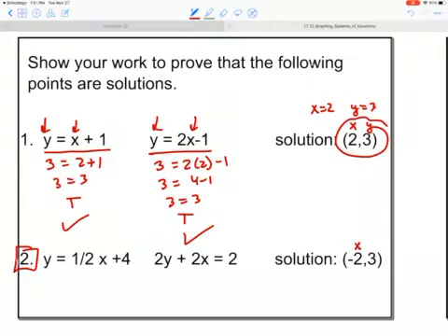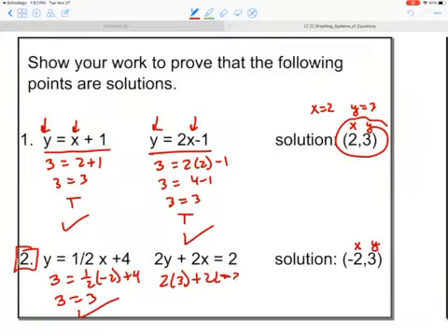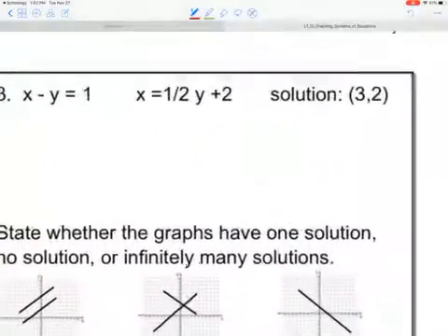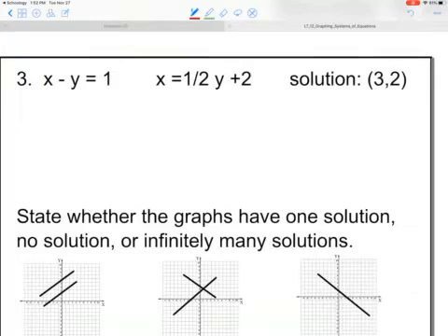All right, you plug negative 2 in for x, you plug 3 in for y, so you get 3 equals 1/2 of negative 2 plus 4. That will give you 3 equals 3, true statement. Here you get 2 times 3 plus 2 times negative 2 equals 2. And this is going to give you 6 plus negative 4 equals 2. 2 equals 2. It works for that one. So this is the solution to the system. Pause the movie, try number 3, press play when you are finished.